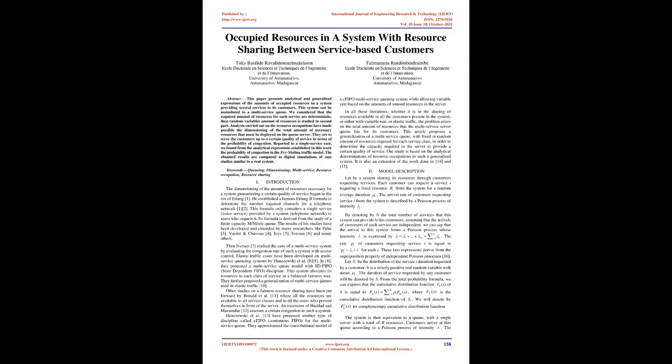We considered that the required amount of resources for each service is deterministic, then random variable amounts of resources are studied in the second part. Analysis carried out on the resource occupations has made possible the dimensioning of the total amount of necessary resources that must be deployed on the queue server. They are to serve the customers up to a certain quality of service in terms of the probability of congestion.